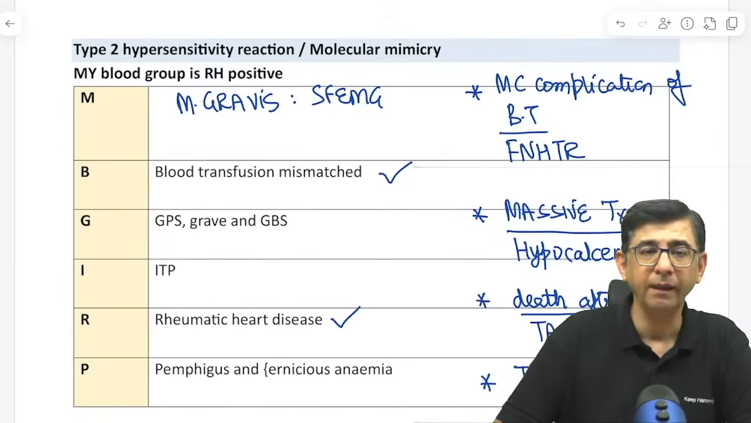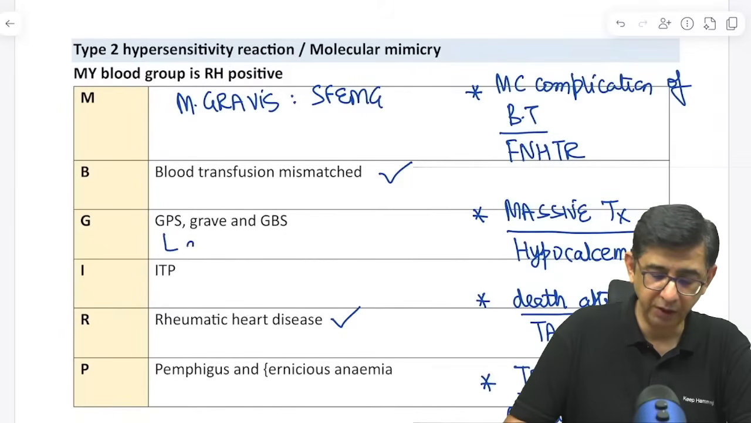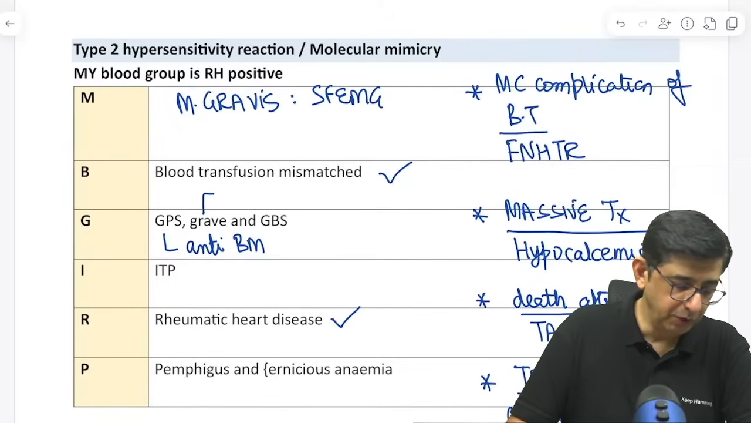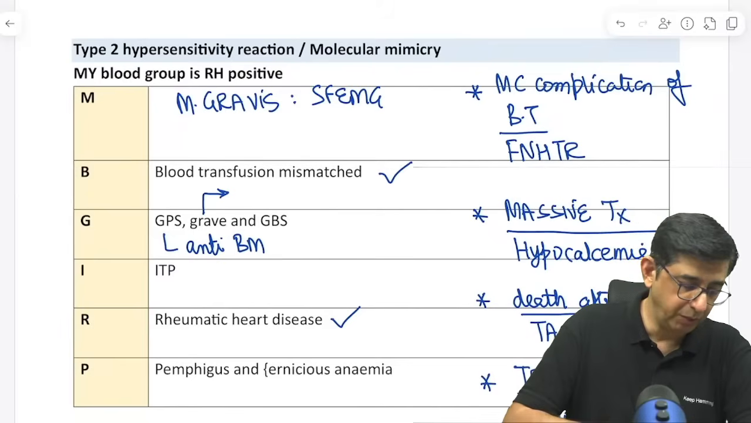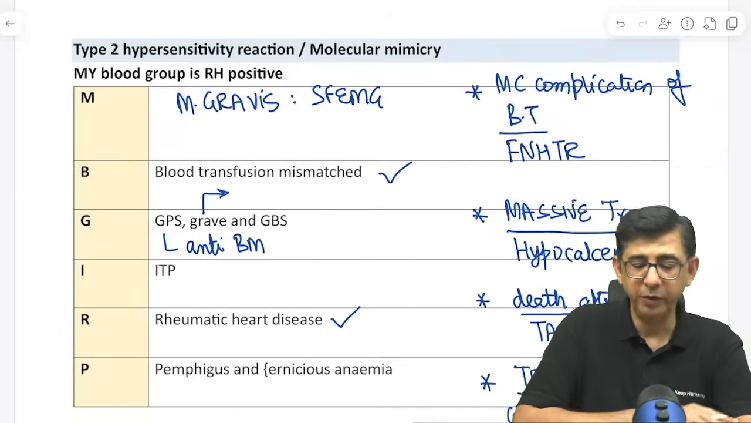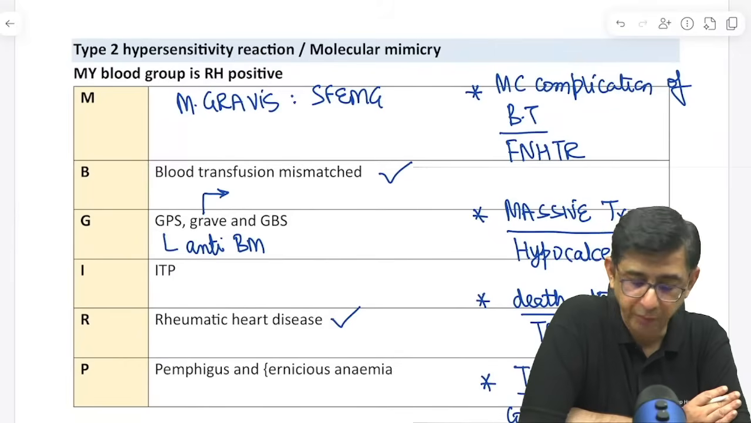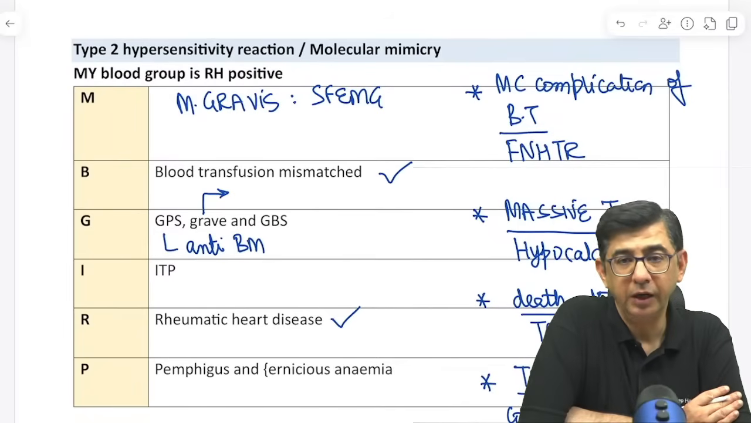Good. Then is GPS, which is Goodpasture syndrome, in which you will be having anti-basement membrane antibodies. Then is Graves disease. Graves की antibody बता दो फटाफट से. What is the antibody in Graves disease? Single fiber electromyography. More people, please. Can you tell me the antibody for Graves disease, which is also an example of type 2 hypersensitivity reaction? Yes, guys. Graves की antibody.